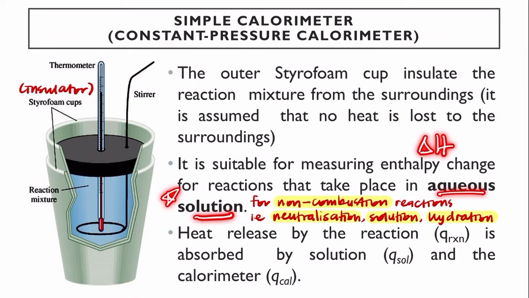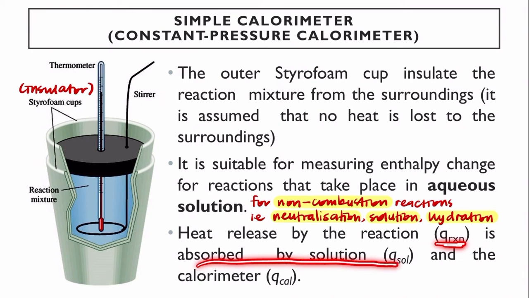This is important. When you get a coffee cup calorimeter, it means that your reaction will be a non-combustion reaction like neutralization, solution, or hydration, only those that use solution. The heat released by the reaction, the heat of reaction, is absorbed by the solution and the calorimeter. So basically, let's say we have a neutralization reaction, you have your base in here and then you add your acid, or either way.